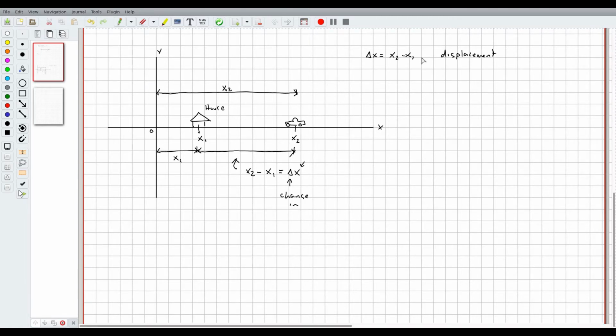Now, displacement, firstly, is along a straight line.